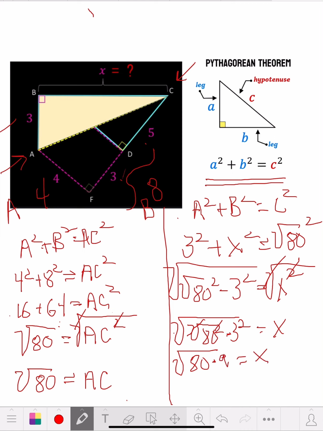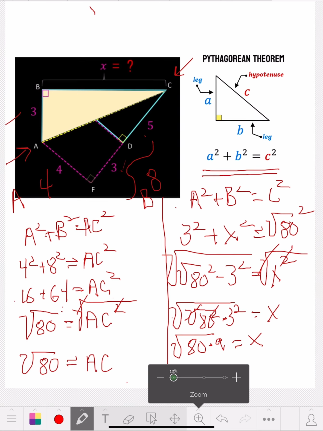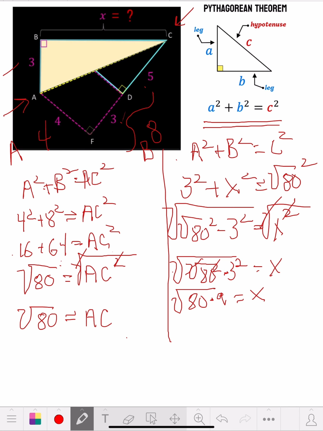You see how we got rid of that square root? Pretty good, huh? So let's push this up a little more and give me a little more space. So 80 minus 9 is 71. So I got the square root of 71 equals x. That's what I was looking for. X equals BC. You can see the lines up there. X equals BC, okay?